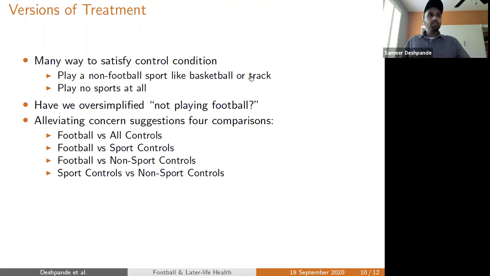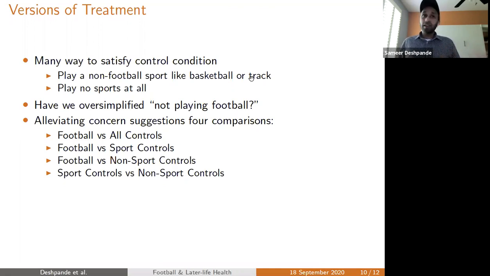And so you might say that to alleviate this concern, we have to throw away all power to detect even large effects. And that would be pretty frustrating if because of this concern, we had to weaken our study's ability to find big effects of playing football.